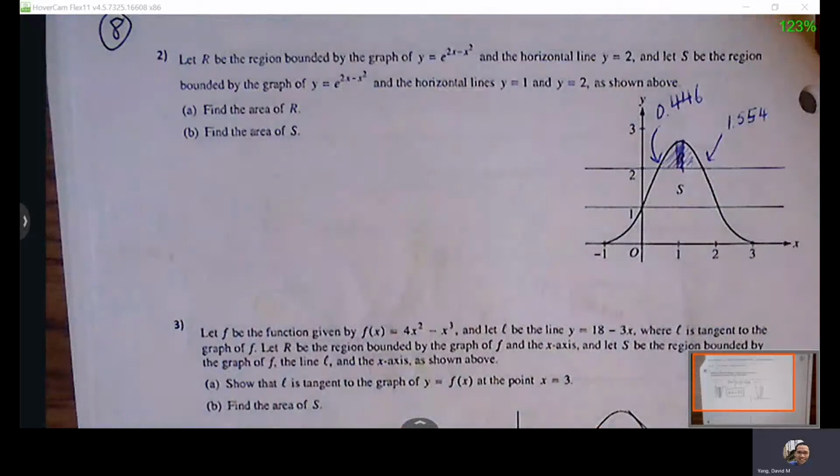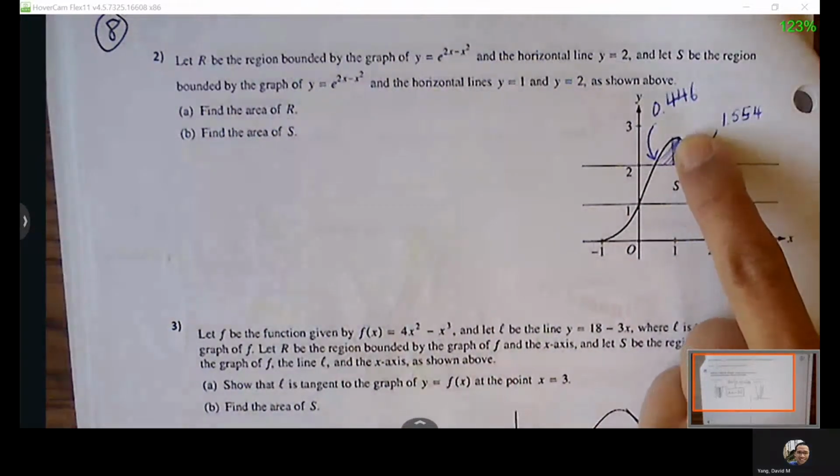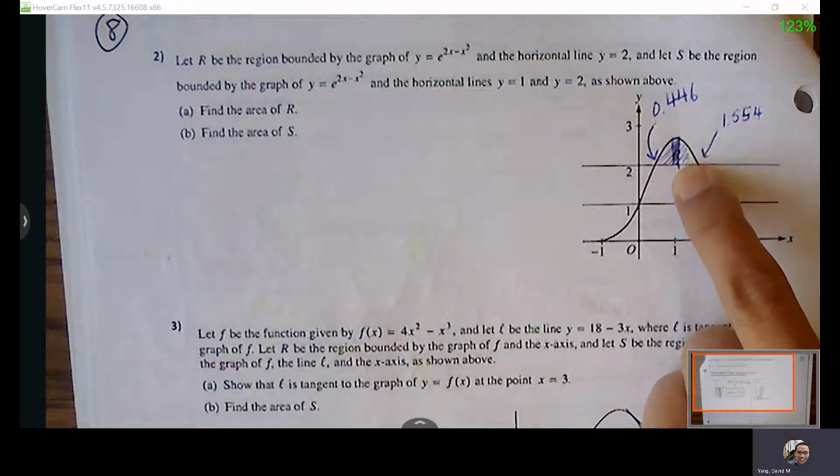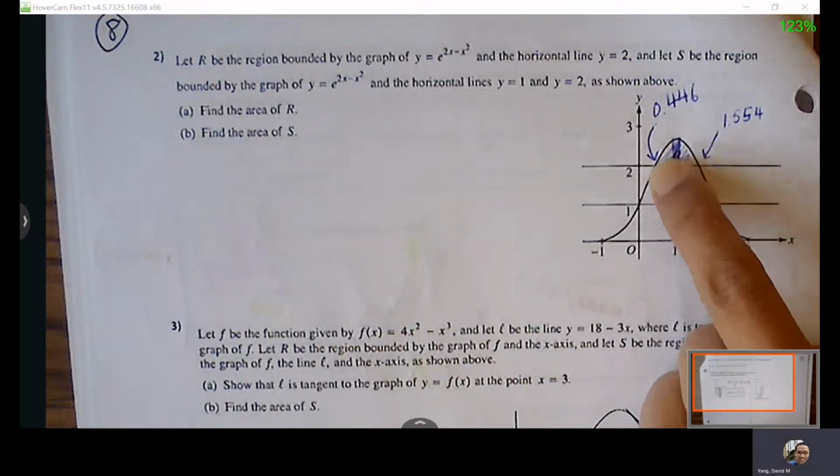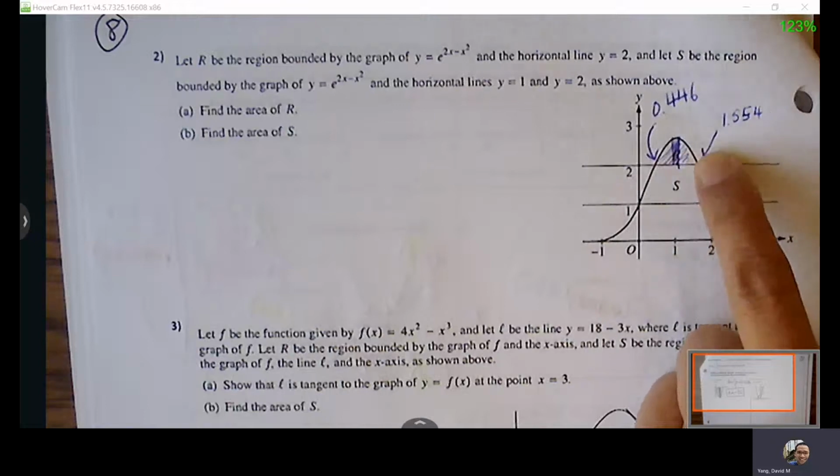Okay, so let's set up our definite integral. Top minus bottom. The top is the curve. The bottom is the y equals 2, and then left to right, 0.446 to 1.554.